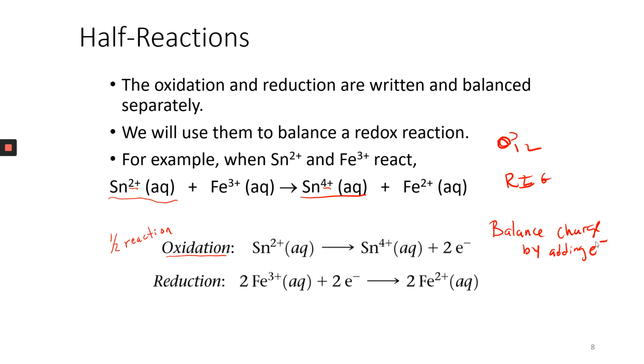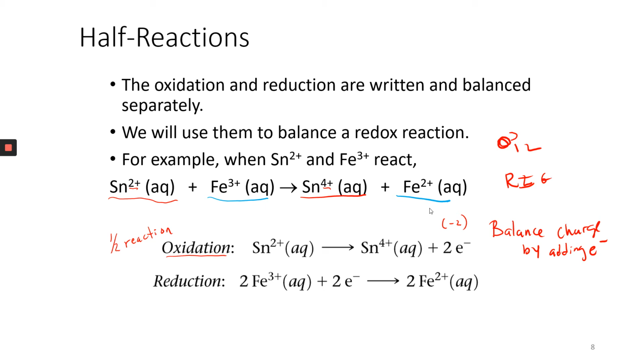So how do I get it to both be the same charge? By adding 2 electrons, this is effectively -2. So 4 minus 2 equals 2, and that's how the charge is balanced here. Next, I'm going to look for the substance that was reduced. Here, iron went from 3 to 2.